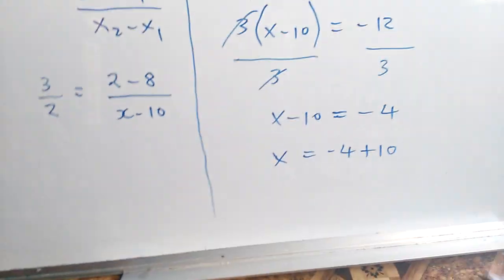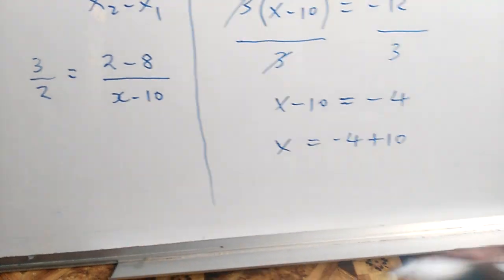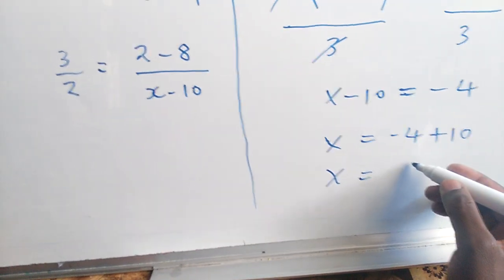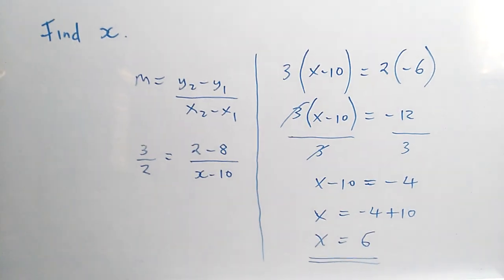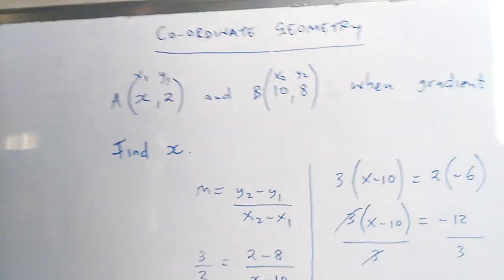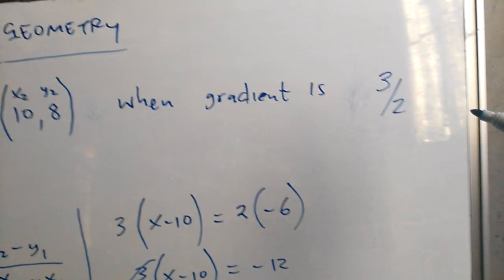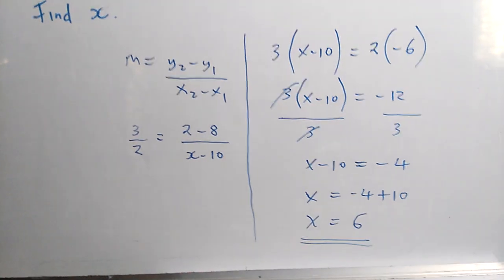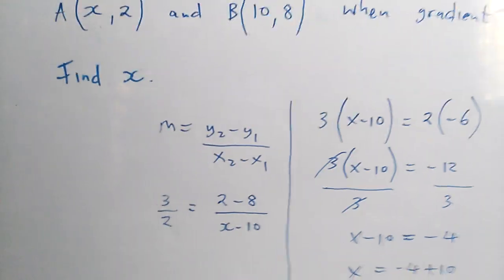Even if we were to plot the X and Y's on the Cartesian plane, it would still give us the dy dx of 3 over 2. Therefore, our value is 6. X is equal to 6. We do some more.